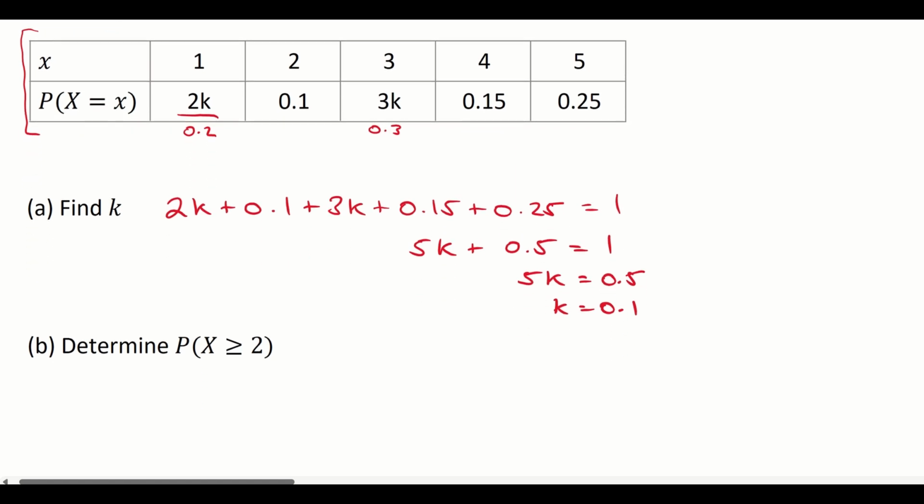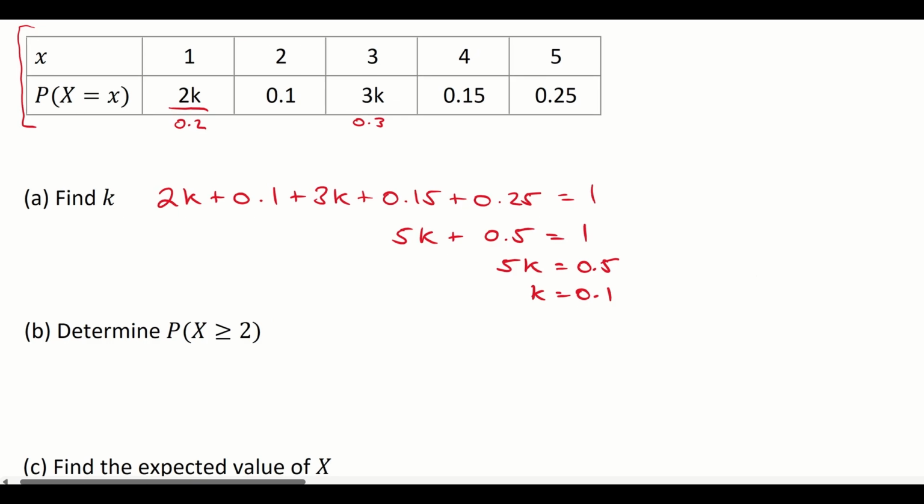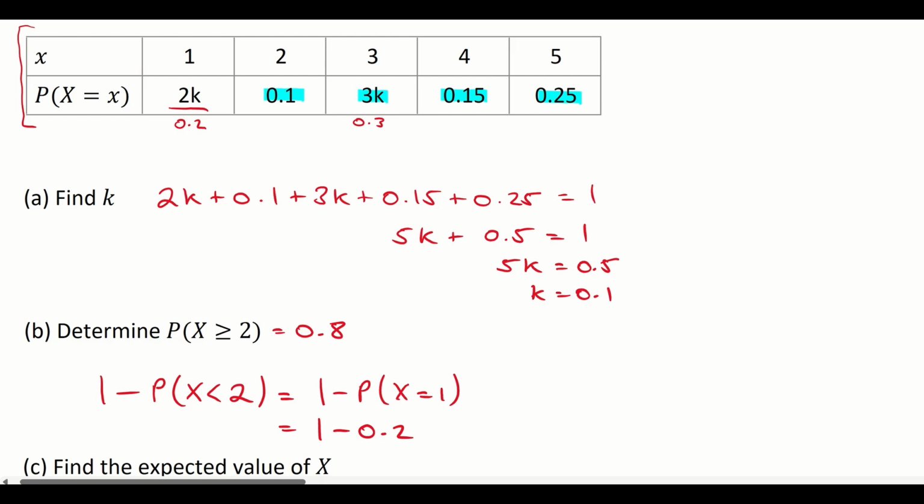Now we need to use our probability distribution table to determine the probability that x is greater than or equal to 2. So there's two ways we could do this. The first way is I could add 0.1 and 0.3 and 0.15 and 0.25. And if I did that, I would get 0.8. Alternatively, I can just do the complement, 1 minus the probability that x is strictly less than 2, which is the same as 1 minus the probability that x is 1, which is just 1 minus 0.2, which we see is 0.8.